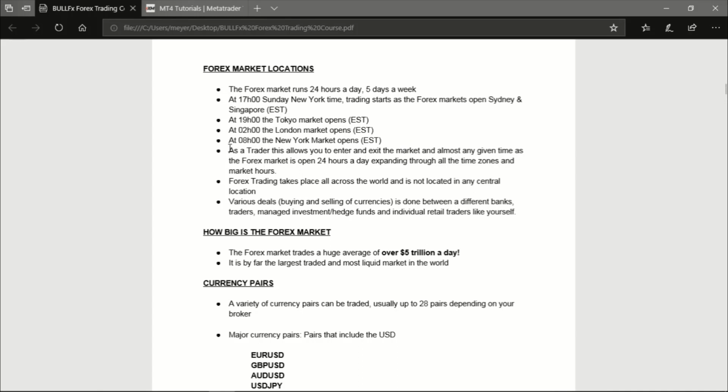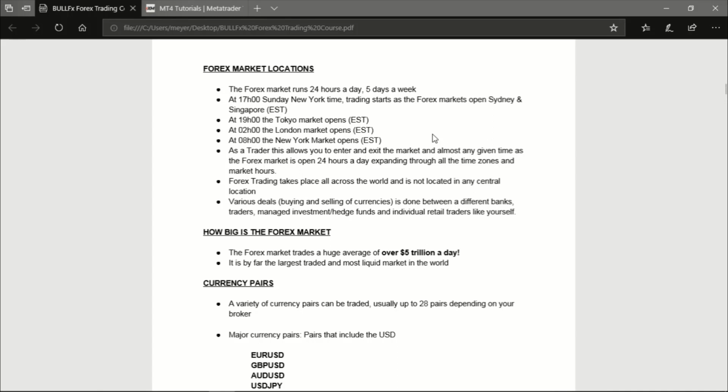So we've got over here, it says, as a trader, this allows you to enter and exit the market at almost any given time, as the Forex market is open 24 hours a day, expanding through all the time zones and market hours. So that's just what I explained to you now.